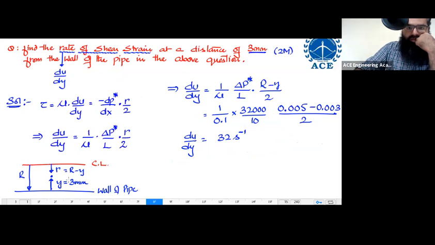Why are we not putting Y directly? Because we want R. Over here, this formula is from center. R over here. You can't put Y. Y is measured from wall. The distance is from center to be taken, right? That is why we are looking at this thing. I hope this is clear to all of you.